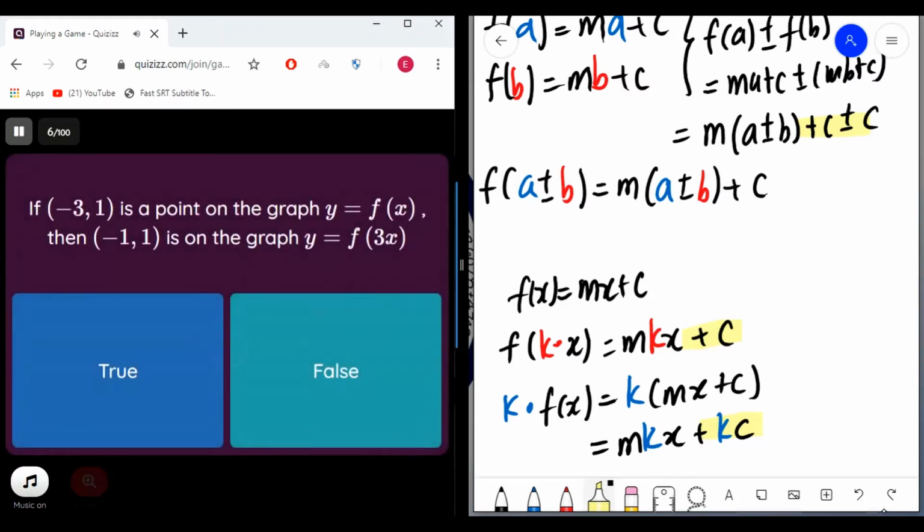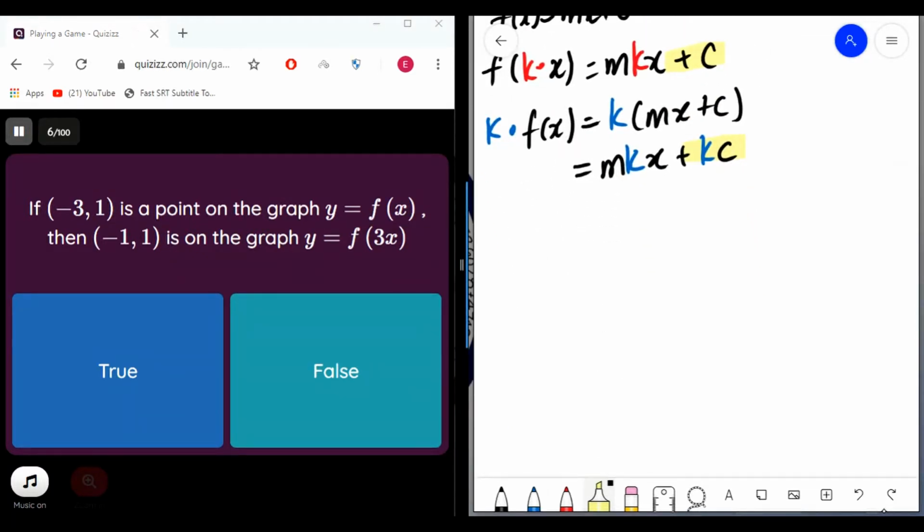Number 6. If (-3, 1) is a point on the graph of y = f(x), then (-1, 1) is on the graph of y = f(3x). It must be false. The constant term will be affected. Right? Wrong! You have a look.